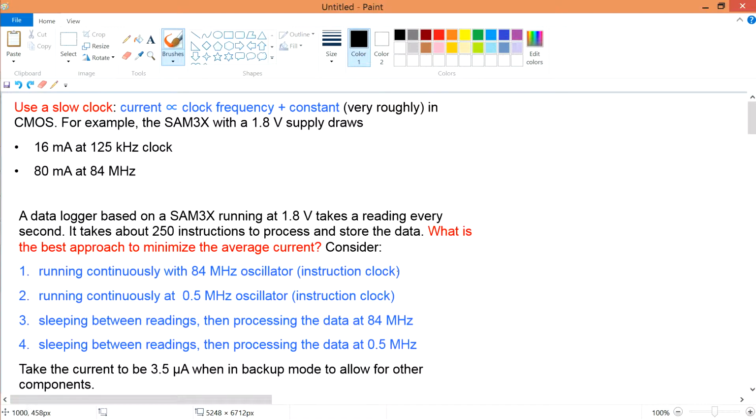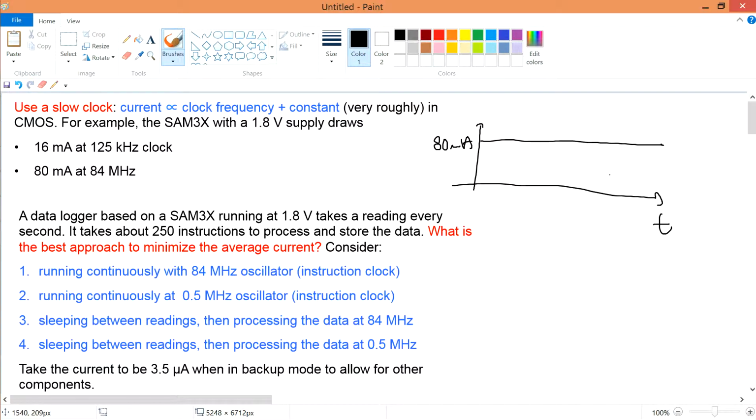So there are 4 ways, and these 4 ways will illustrate what this means. The first way is you run your system continuously without sleeping at 84 megahertz. So you are just running flat at 84 megahertz, or in other words, you are using 80 milliampere straight away.